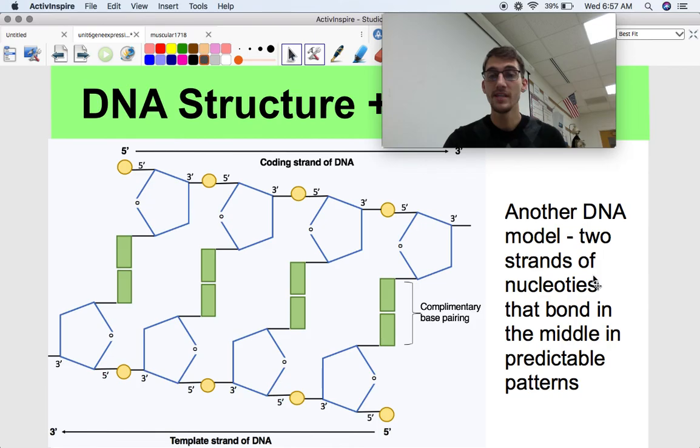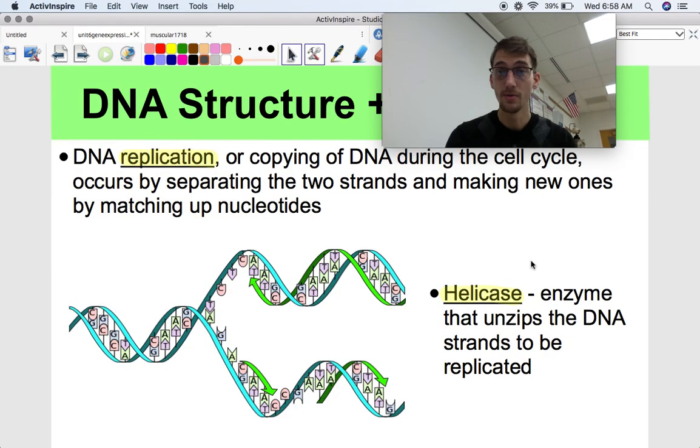All right, here's another DNA molecule, and once again, it's two strands of nucleotides that bond in the middle and form predictable patterns, A and T and C and G, right? So here's what DNA looks like if we really get down to the atomic level even. And they bond in the middle. So DNA replication, how it's copying itself, takes advantage of these predictable rules that A always goes with T and C always goes with G.